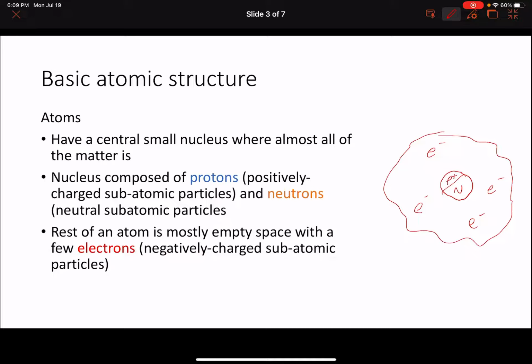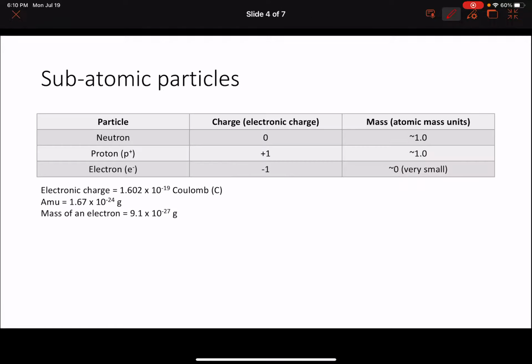So most of the mass is in the nucleus, and the rest of it is empty space except for a few electrons here and there. And the electrons are very small particles. And so just to show what our subatomic particles are, so the neutron has a charge of 0. Now, when we talk about charge, electronic charge of 0, we're talking about 0 times the electric charge, or the electronic charge. So the charge of an electron is 1.602 times 10 to the minus 19 coulombs. Neutron has 0 charge. Its mass is 1 atomic mass unit.